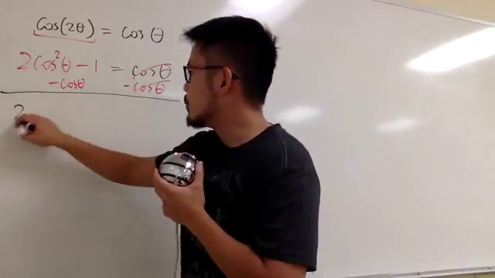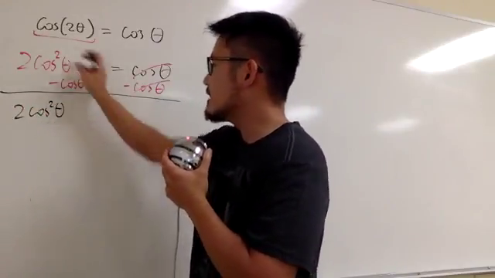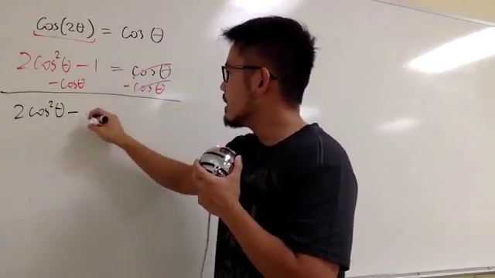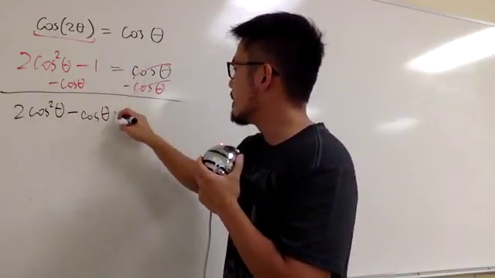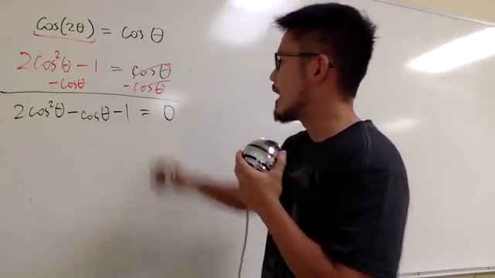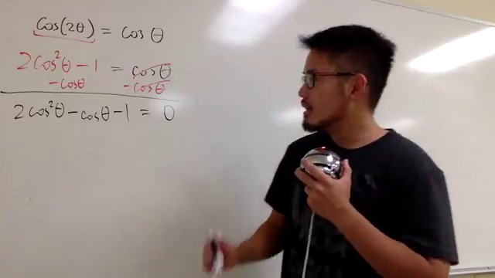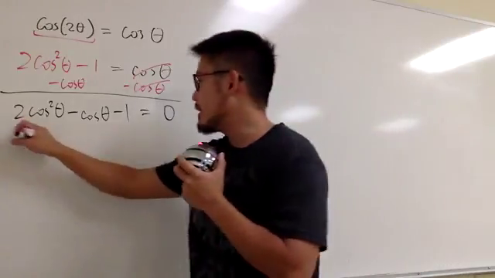First, let's put down 2 cosine square theta. Nothing can be cancelled out, okay? So we just have to write it down as how it is. Minus cosine theta and then minus 1. This is equal to 0 now. And what should we do right here? How can we factor this out? Let me show you a quick way to factor this, okay?